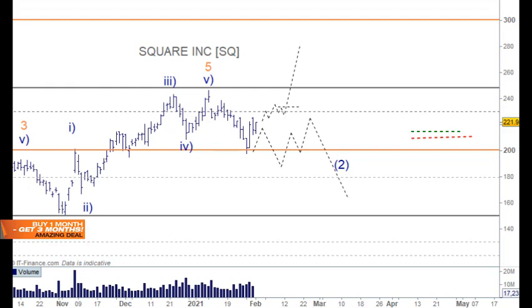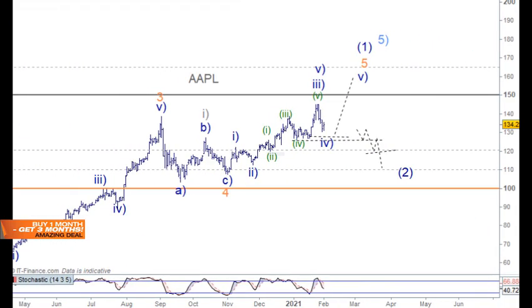Okay, Apple's the next one. Nothing really to change here, except I've got this little wave 1 up here as well. So this counts as 1 and 2 and 3 and 4 and 5 here for wave 1.